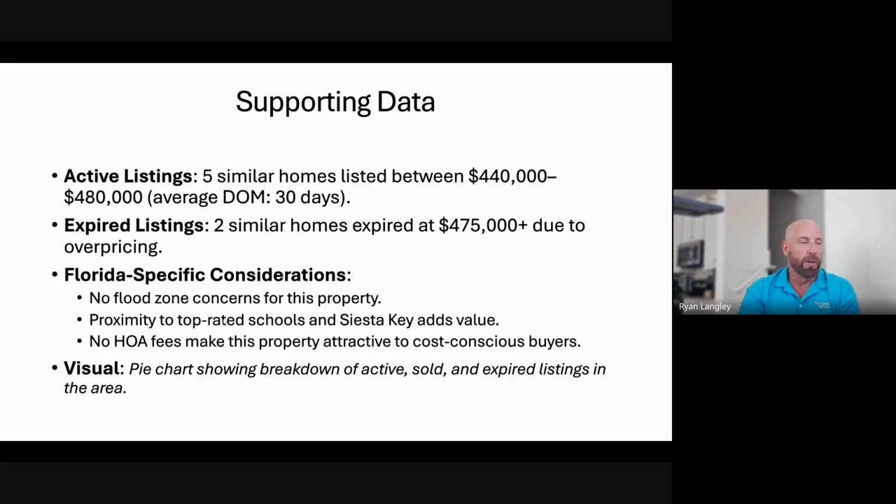And then, go over, guys, set yourself as the expert. No flood zone concerns for our property. Proximity to top rated schools and Siesta Key adds value. No HOA fees make this property attractive to cost conscious buyers. And then a pie chart is what they're suggesting we do.